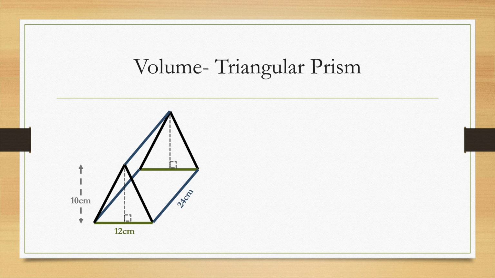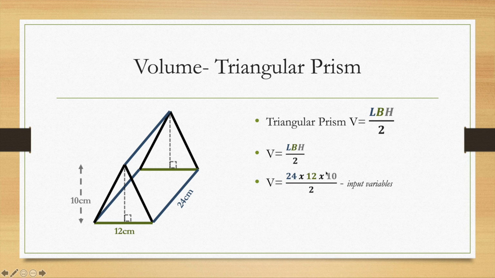So let's do a sample problem here. Once again, volume equals length times base times height, divided by 2. Length is blue, base is green, height is gray. First things first, we input our variables. So the length is 24 centimeters, the base is 12, and the height is 10, divided by 2.